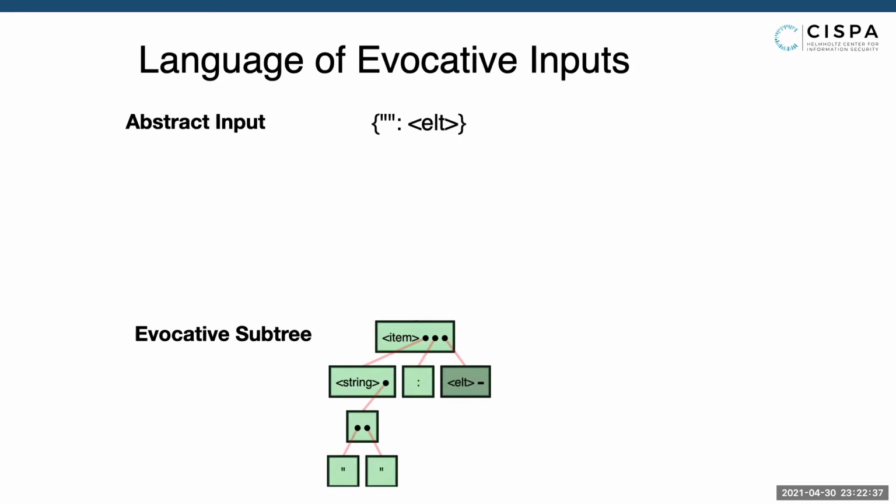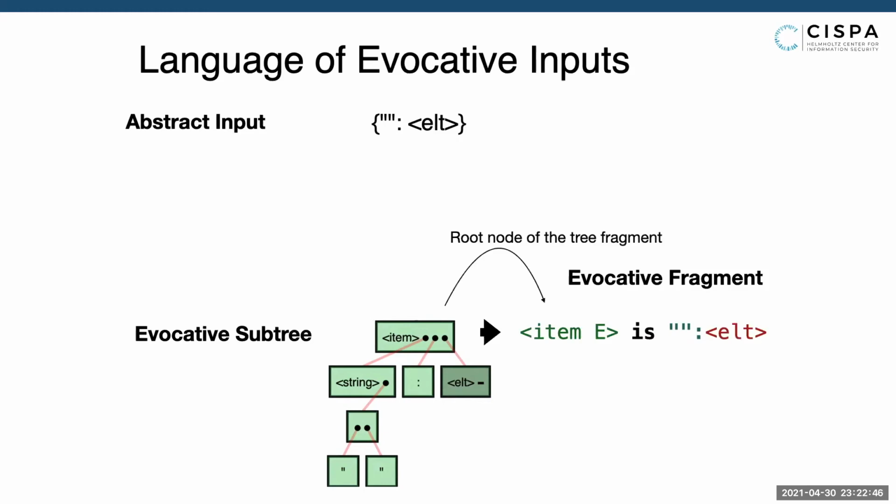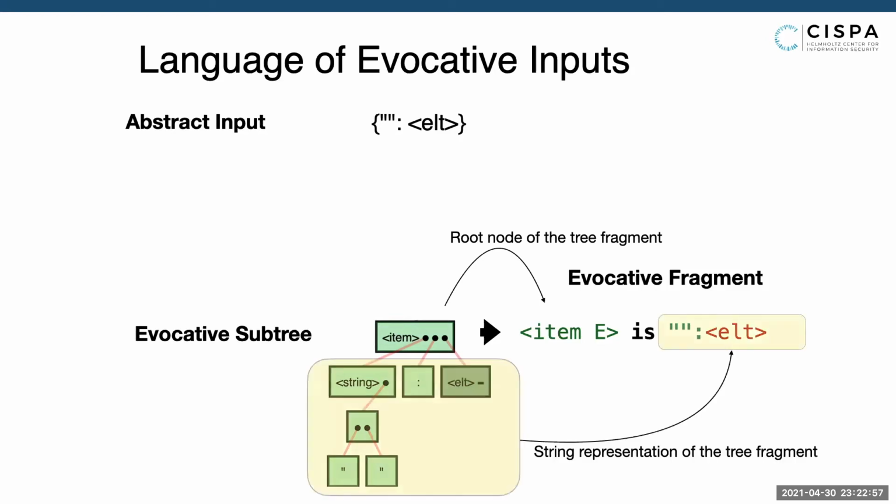This is the evocative subtree. Once we have the evocative subtree, we can simply collapse it for the evocative fragment. The root node of the tree becomes the name of the evocative fragment. Here, we name our evocative fragment item E. The body of the tree is collapsed, with abstract patterns left as they are. This becomes the definition of the evocative fragment. In our example, the body is the empty string colon non-terminal ELT.